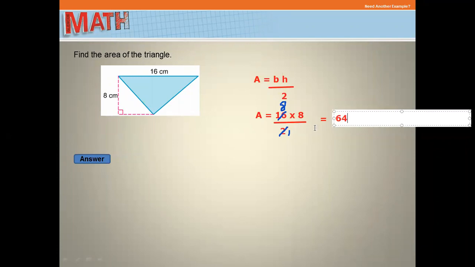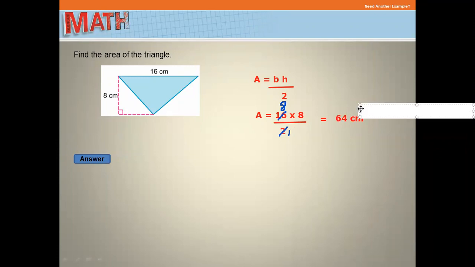And now it's 64 what? Centimeters. And don't forget to write the unit here. It's centimeters squared. So now the area is 64 square centimeters. Let's check our answer. Yes, it's 64 square centimeters.